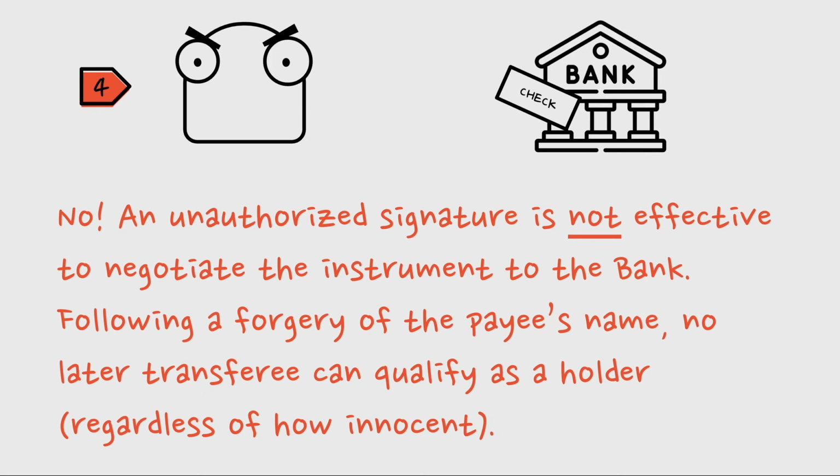So those are the basics of negotiation and transfer, the life of an instrument. We're going to look in a lot more detail at why it is that we care about somebody being a holder and potentially a holder in due course. We'll look at that in the next lesson.